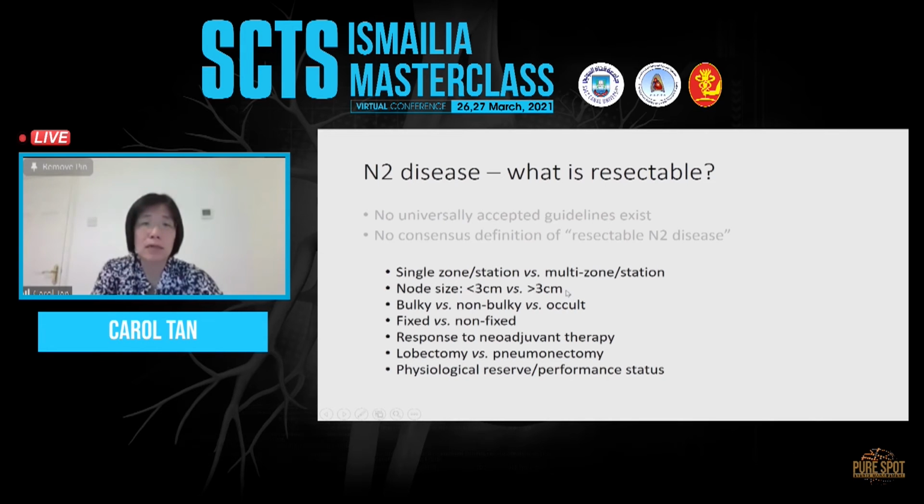effect on how you might approach the patient, whether it's bulky or non-bulky, whether it's fixed or non-fixed, whether the patient has had some form of neoadjuvant treatment and has already responded to it, whether you might be able to perform a lobectomy or whether you require a pneumonectomy to remove it. And at the end of it, you also need to make sure that you've got a patient who is fit enough to undergo the surgery that you're proposing.